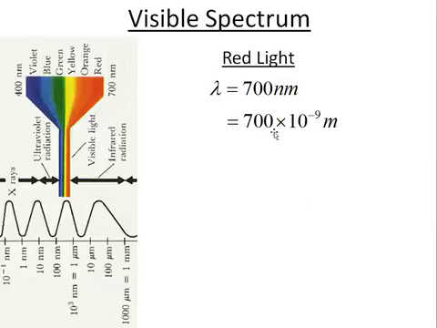And then finally, to put this into decimal, we can move the decimal place 9 spots to the left and you get this. I started with the 700 and I moved the decimal place 9 spots over to the left. These are all the same number, the same value. 700 nanometers is equal to 0.000000700 meters. Okay, so you go from nanometers to meters.